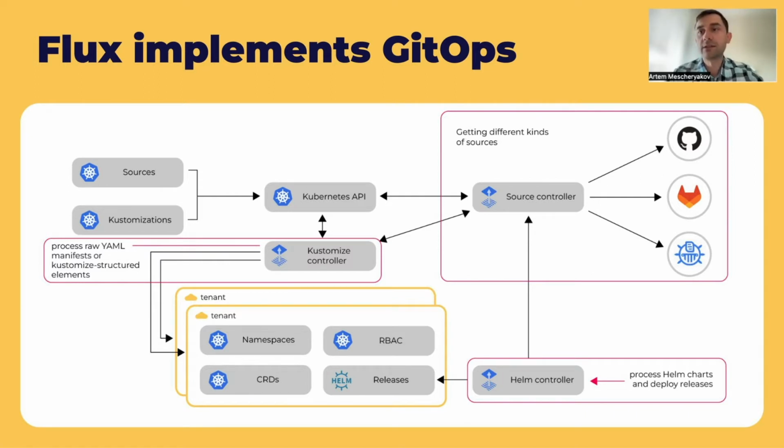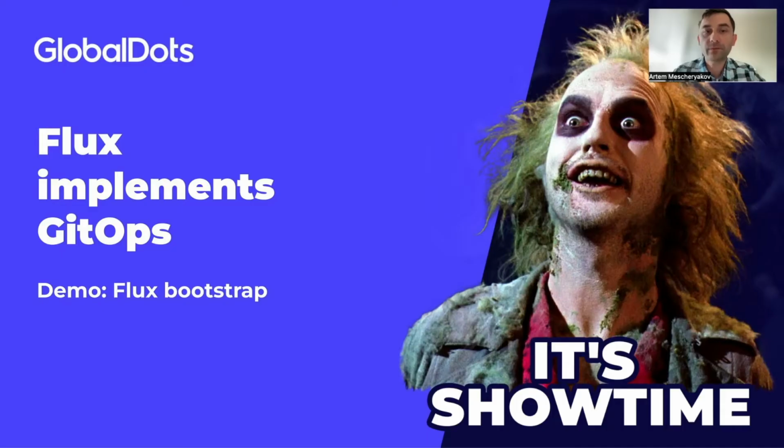Flux provides its own resource kind to define how to deploy Helm charts, but after Helm controller handles Helm installation, you cannot differentiate it from a chart that you would deploy manually with the Helm command.